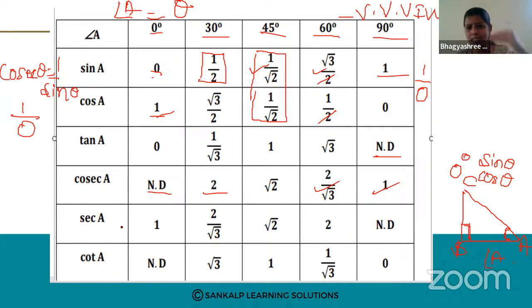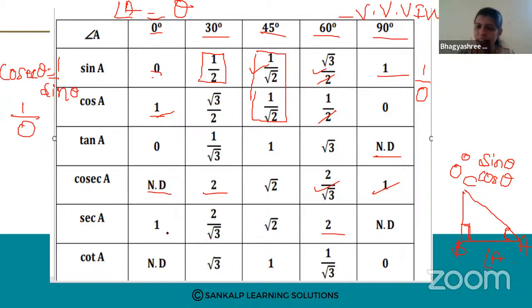Sec means it is the reciprocal of cos theta. So the value of 1 divided by cos theta, whatever value we have, 1 divided by that value comes, that is sec theta. So sec 0 means it is 1. Sec 30 degree is 2 divided by root 3. Sec 45 it is root 2. Sec 60 degree it is 2 and sec 90 not defined.